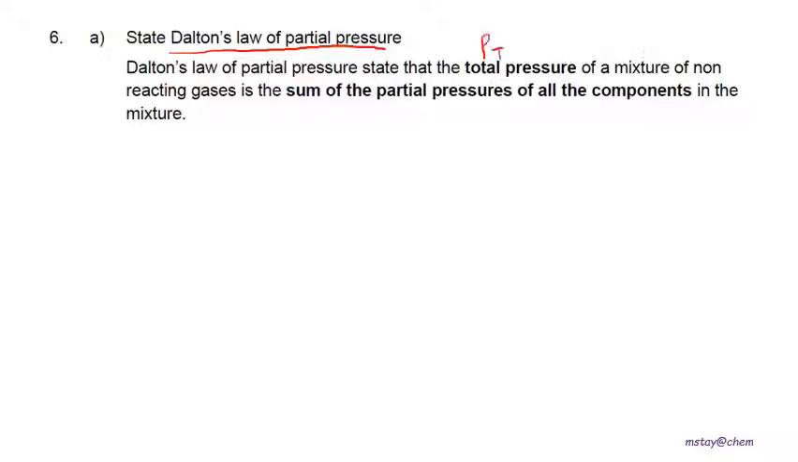The total pressure of a mixture of non-reacting gas. Okay, so the keyword over here is non-reacting gas. So you have to make sure the gases in the same container are not reacting with each other. It is the sum of the partial pressures of all components. For example, if the container consists of gas A, B, and C, the total pressure will be the total of the partial pressure of A, partial pressure of gas B, and also partial pressure of gas C.